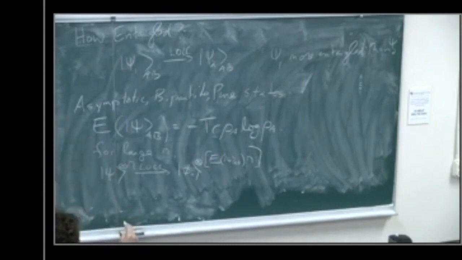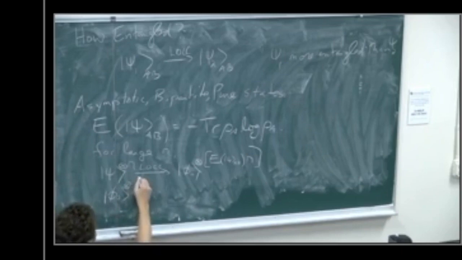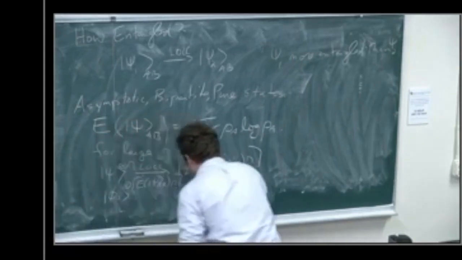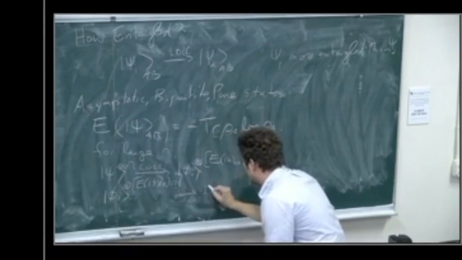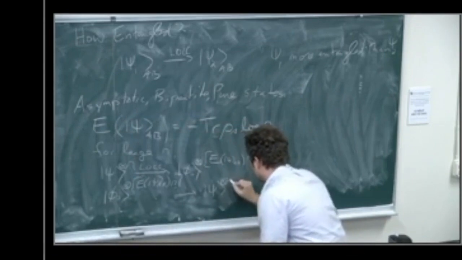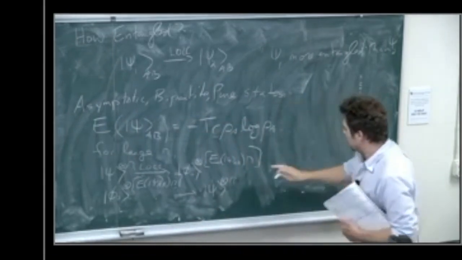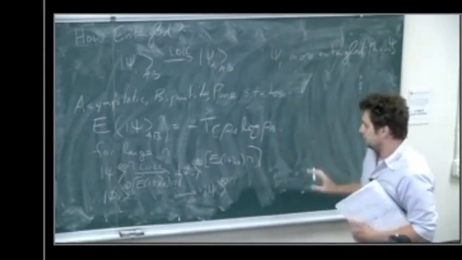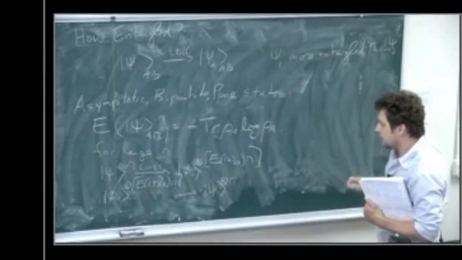Furthermore, I can go back. I can take those E times n copies of the maximally entangled state and map it back to n copies of psi. Actually, there are little o(n) corrections here, so I lose a little bit, but for big n, those go away.